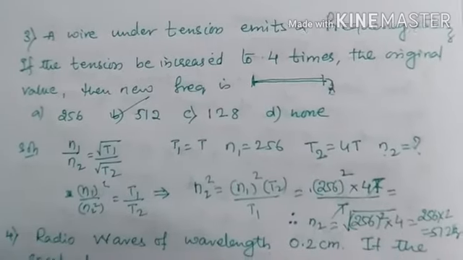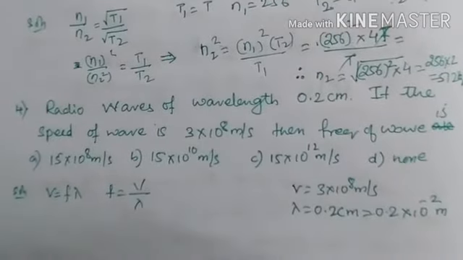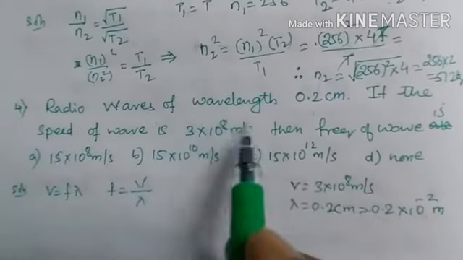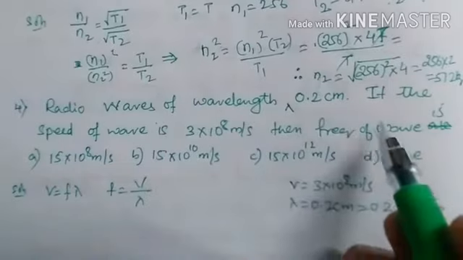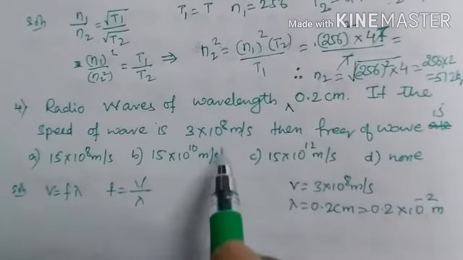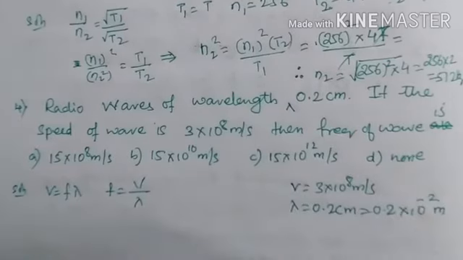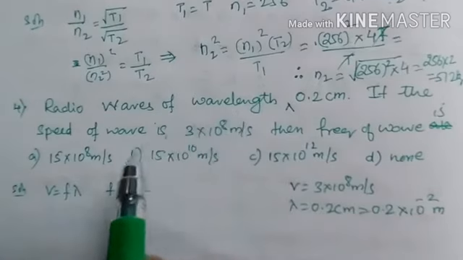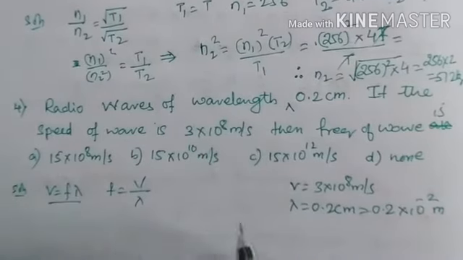Now let us come to the fourth problem. Radio waves of wavelength, lambda is given here. Lambda is equal to 0.2. If the speed of the wave is 3 into 10 raised to 8, then the frequency of the wave is how much? The relationship between wavelength, frequency and speed, that is velocity, is clearly V is equal to F lambda.